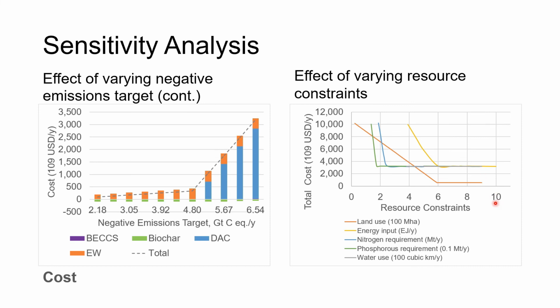What we can learn from this figure is the effective range for each resource, where the cost will be sensitive to the changes in the resource constraint. For example, for land use, the cost is affected by land use constraints between these values, but beyond this point, 6, the cost is no longer sensitive even if we try to increase the available land use. On the other end of the graph, this area here, beyond the graph for land use, is an invisible region.